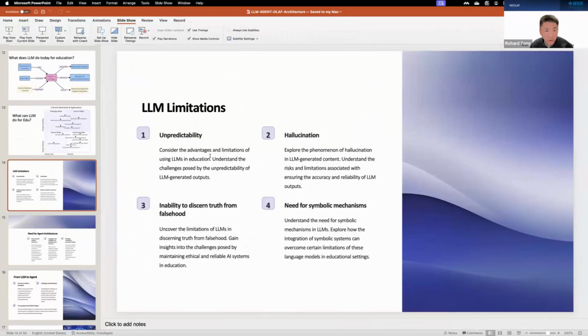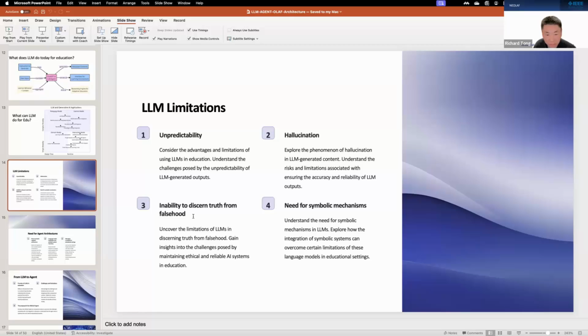Okay. So if you see here, the large language model has, I think, four big limitations. One is unpredictability, and the other is hallucination, right? Sometimes it generates stupid answers and so forth. Accuracy with math is problematic. And another thing is the inability to discern truth from falsehood.